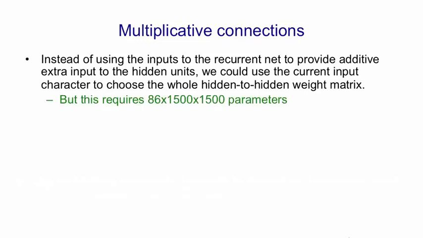Now if we did that in the naive way, we'd have each of the 86 characters define a 1500 by 1500 matrix, and that would be a lot of parameters. If we have that many parameters, the net's likely to overfit unless we run it on a huge amount of text for which we might not have time.